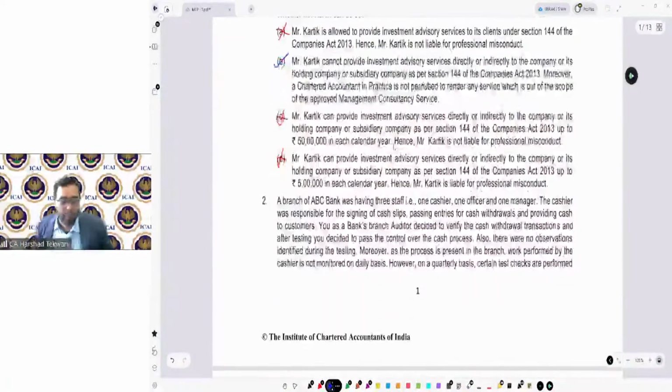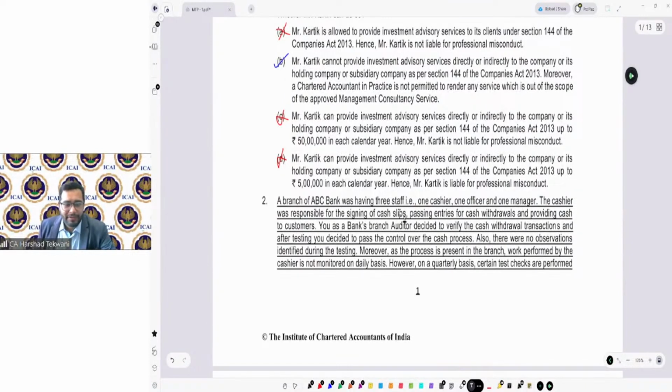Okay, let's move to the next one. A branch of ABC Bank was having three staff: one cashier, one officer, and one manager. The cashier was responsible for signing of cash slips, passing entries for cash withdrawals, and providing cash to customers. You, as the bank's branch auditor, decide to verify the cash withdrawal transactions, and after testing, you decide to rely on the control over the cash process. Also, there were no observations identified during the testing.